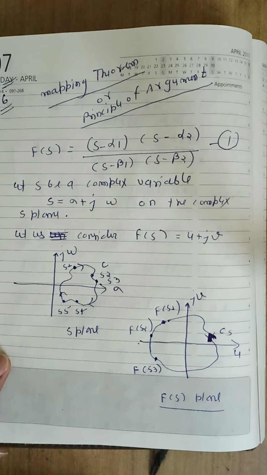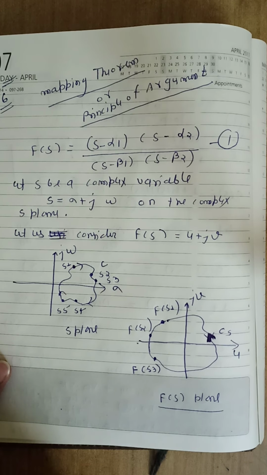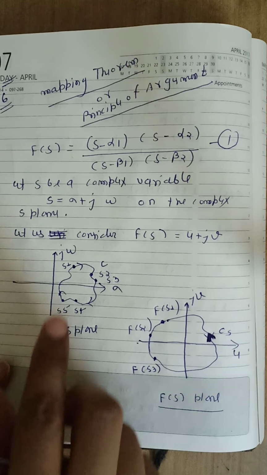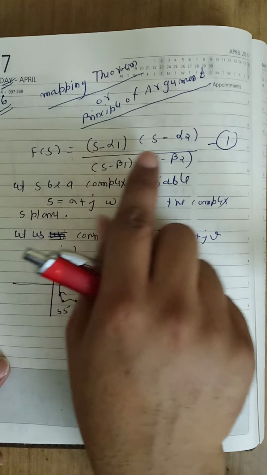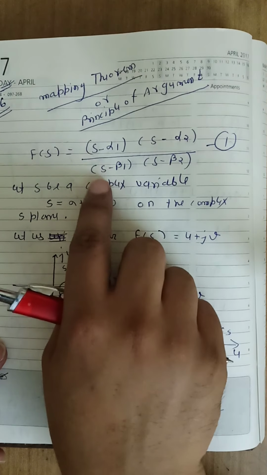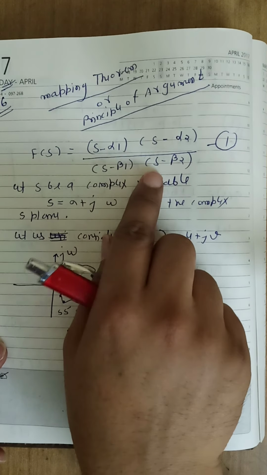Now let us see what is the principle of argument. We have a function F of S equal to S minus alpha 1, S minus alpha 2 over S minus beta 1, S minus beta 2.